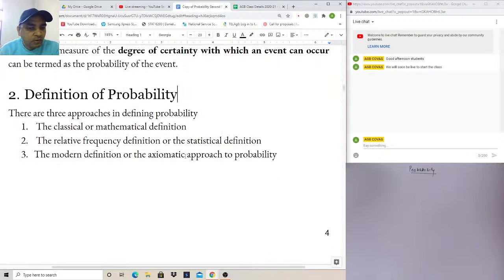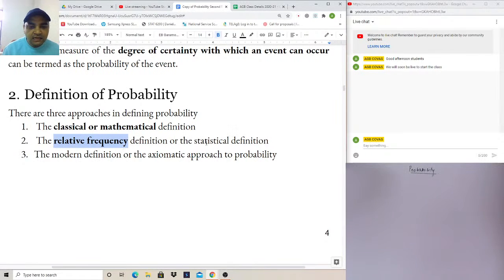And when we define the probability, there are basically three approaches by which we can define it. So, what are those approaches? First is the classical or the mathematical definition. Second one is the relative frequency or statistical definition. And third one is the modern definition or the axiomatic approach to the problem.